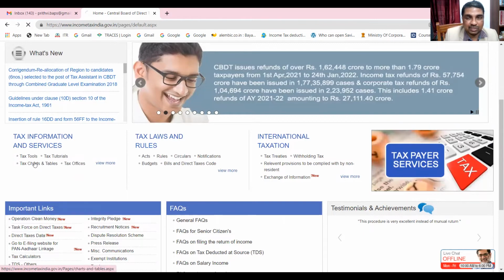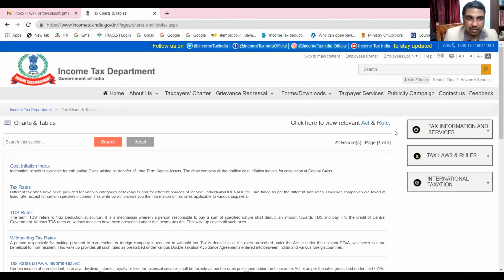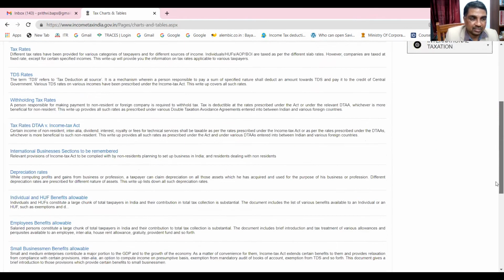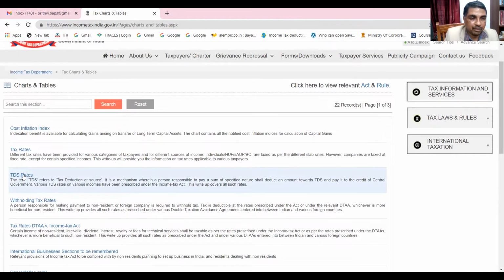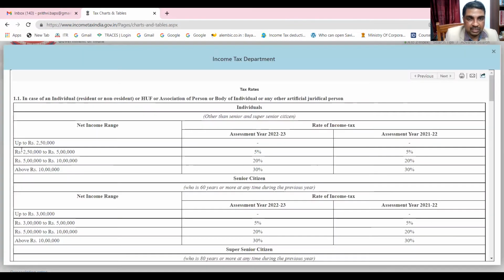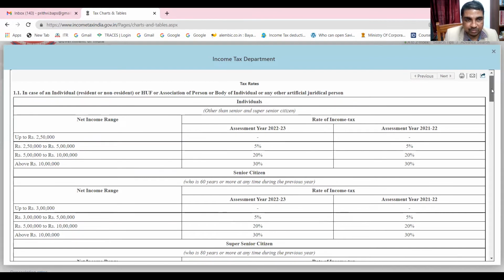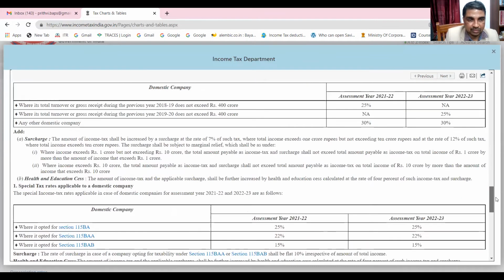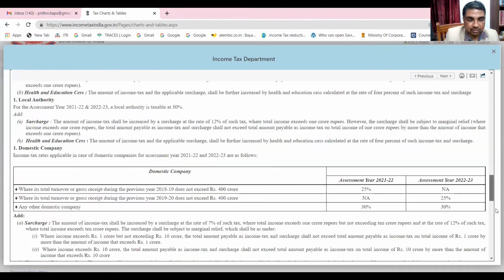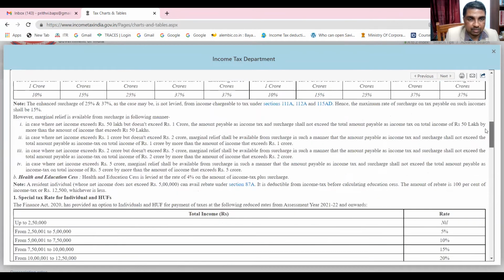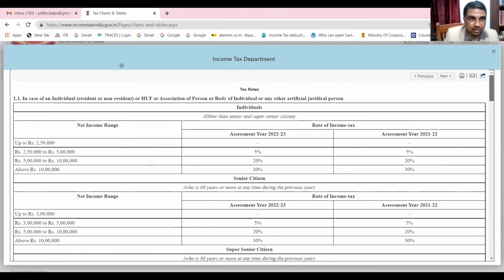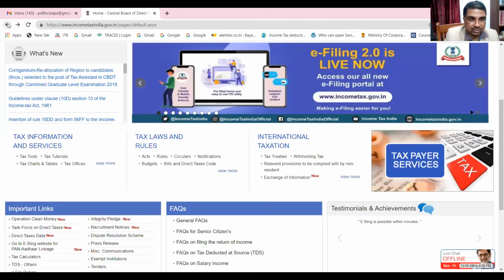Okay, let us check it once again. Let us say tax rates, advanced tax rate, withheld tax rates. Let me see if advanced tax rates are mentioned here. Okay, we'll search for it there.